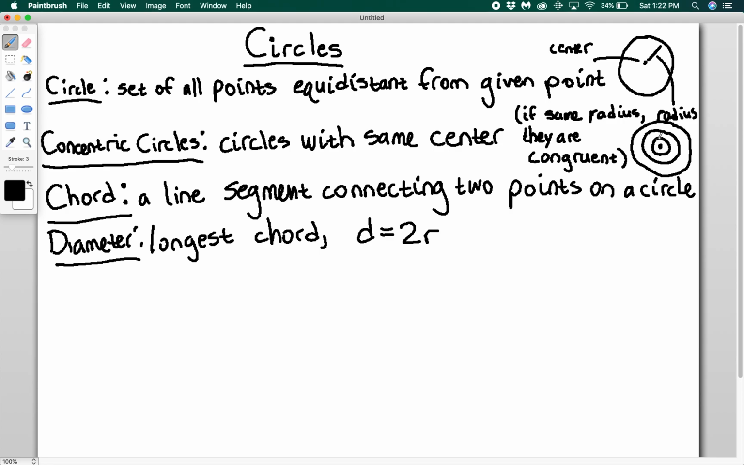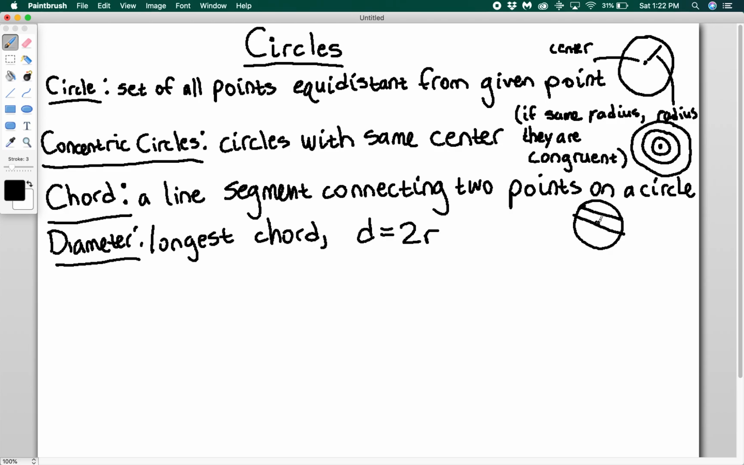And if the radius were the same, then we'd basically have two circles that are identical, so then they're congruent. A chord is a line segment that connects any two points on a circle. So if I have a circle and I draw a line segment that connects two points, that is a chord. The longest chord is called the diameter. The way we get the longest chord is I would draw it right through the center of the circle, and this is the longest chord I can have.